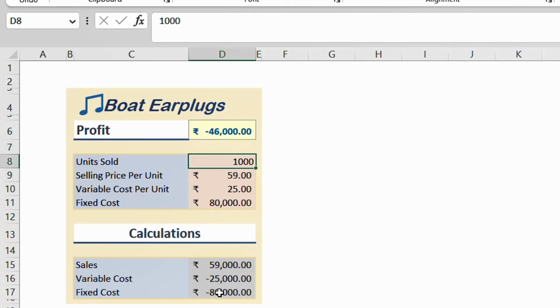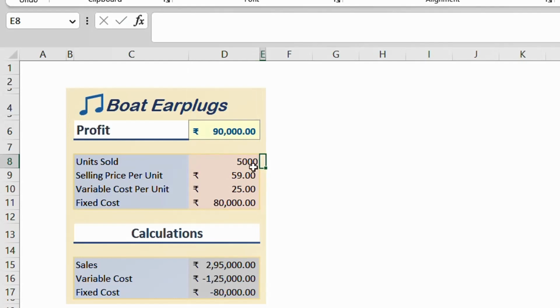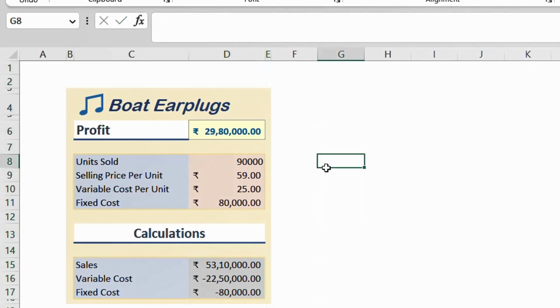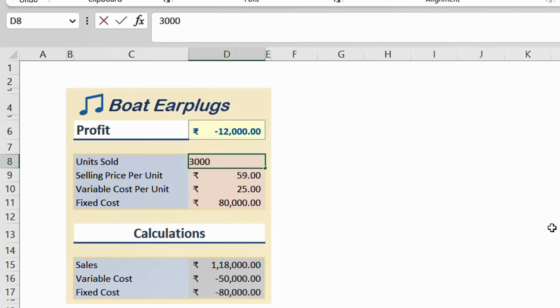Now if I change quantity to 5,000, profit should change. If I change quantity to 90,000, profit should change. Now to get break even, if he has asked you break even, right? If you do it like this, on 1,000 there was a 46,000 loss. On 2,000, there was a 12,000 loss. On 3,000, oh, there is a 22,000 profit. So it should be between 2,000 and 3,000. So I put 2,500 here. Then it is also a 5,000 profit.